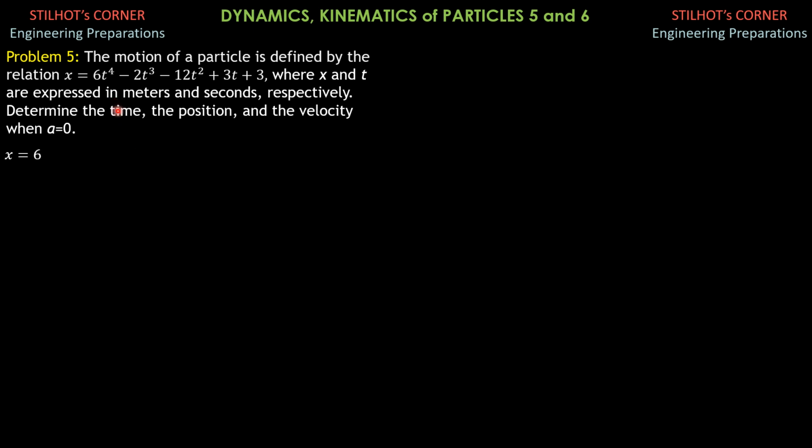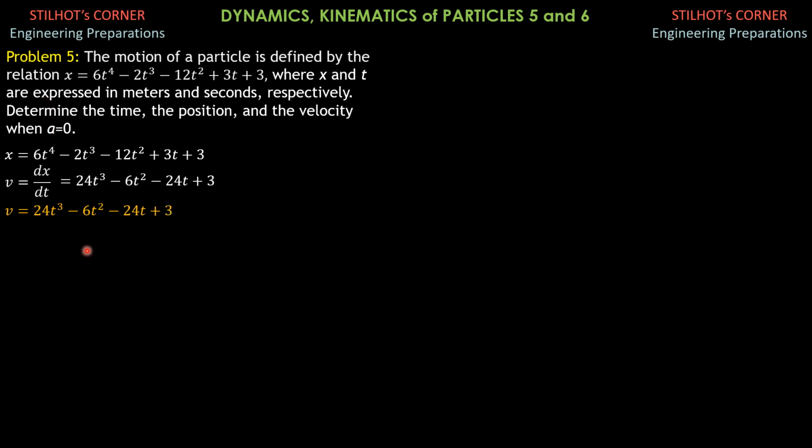So let's begin with the position function. Then after this, we differentiate this twice to derive the expression for acceleration, and we equate it to 0 to determine the time where the acceleration is 0. So the velocity is dx/dt, and it is equal to 24t cubed minus 6t squared minus 24t plus 3. That's the expression for velocity. We also need this later after we solve for the time where acceleration is 0.